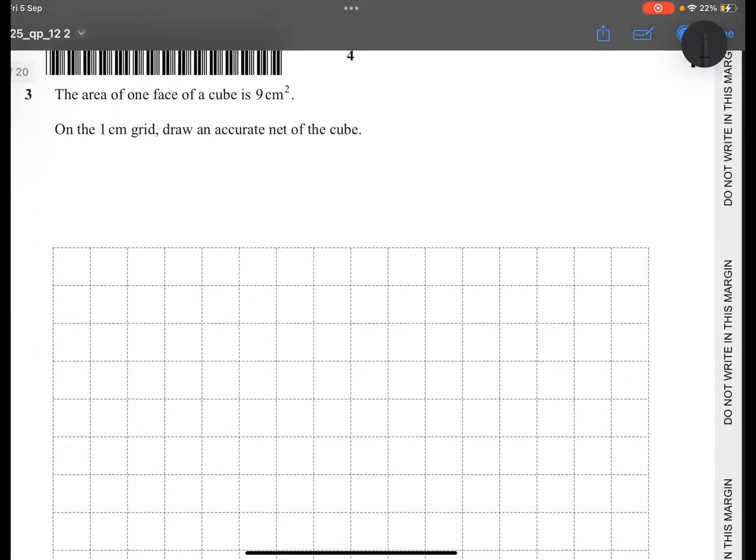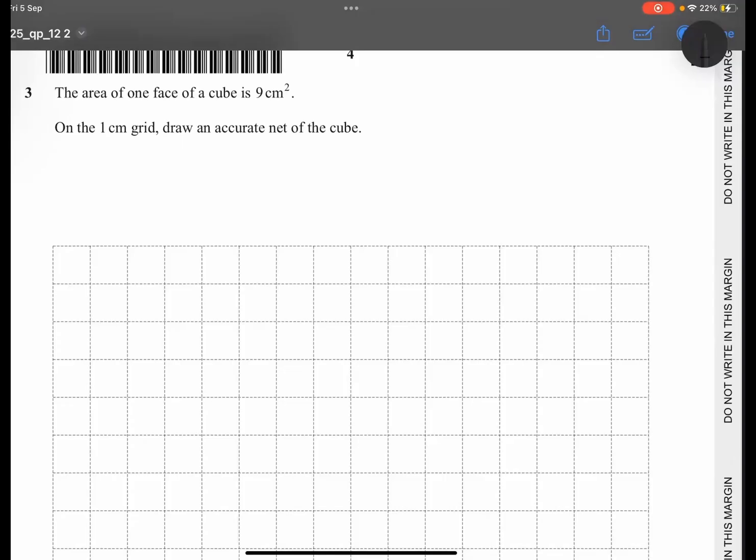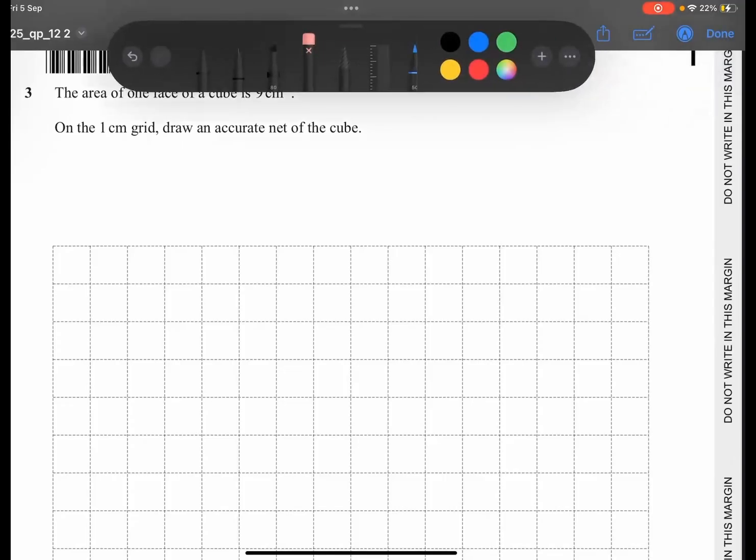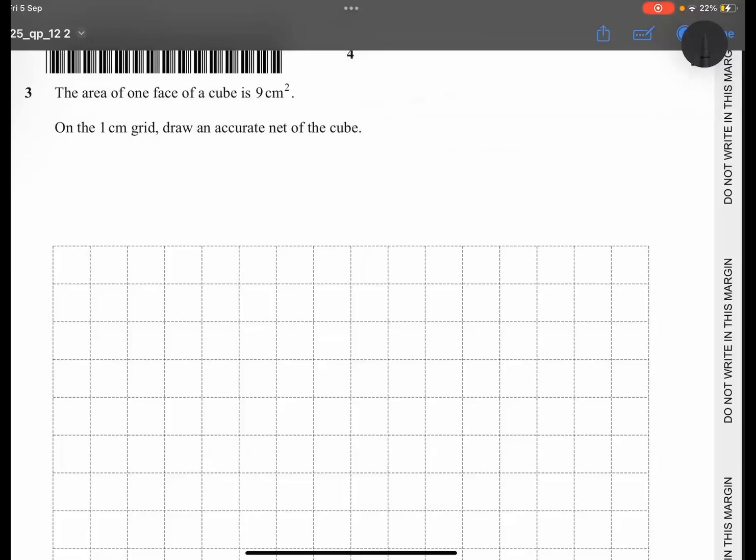The area of one face of a cube is 9 centimeters square. On the 1 centimeter grid, draw an accurate net of the cube. So this one block is equal to 1 centimeter by 1 centimeter square, and the area of the whole face is 9 centimeters square, right? One square is equal to 1 centimeter, right?